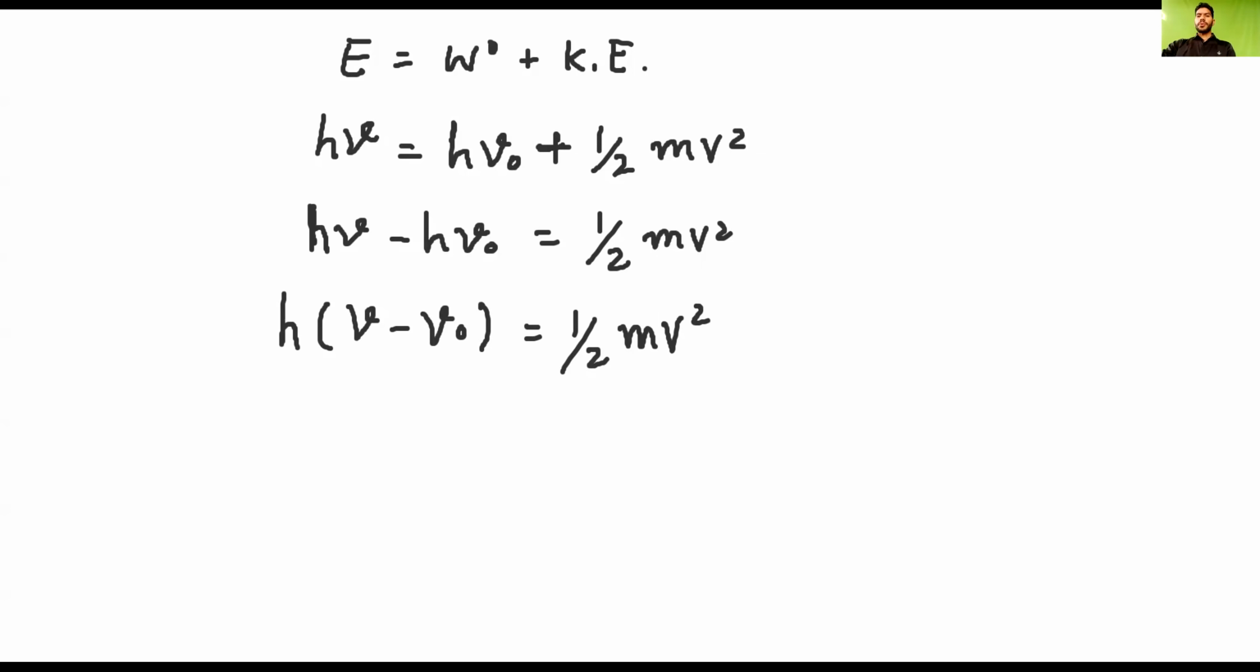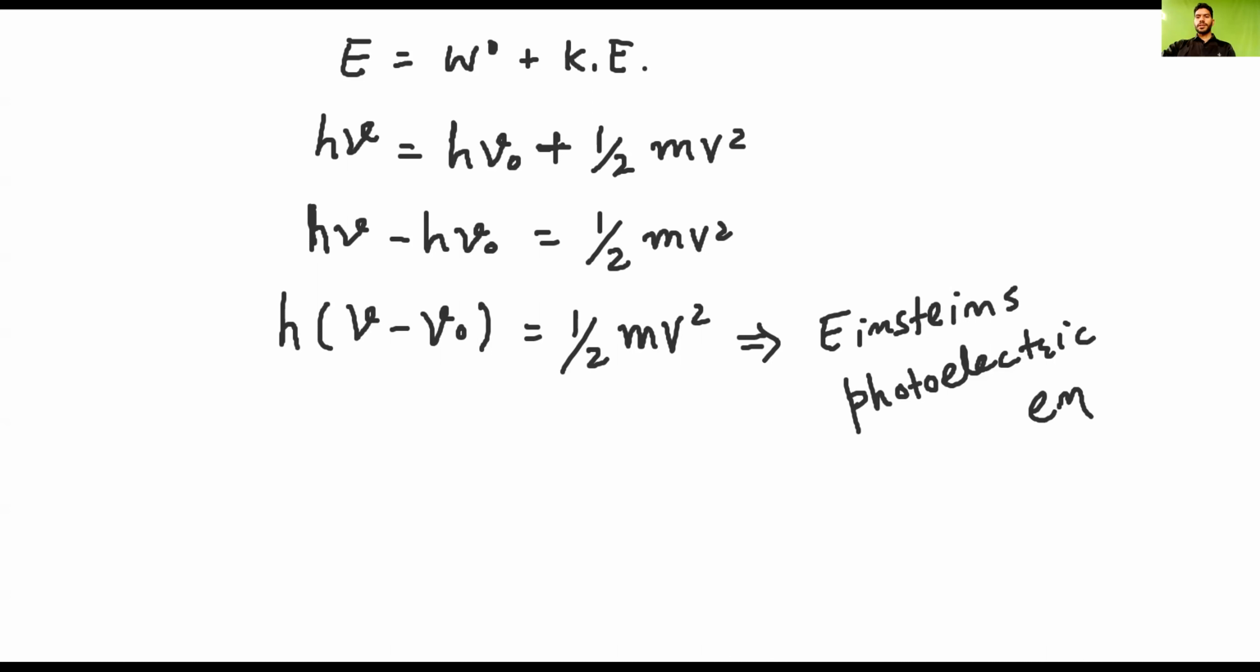So this equation is very important. It is known as Einstein's photoelectric equation. With the help of this equation, we can calculate the threshold frequency. We can also calculate the kinetic energy, and we can also calculate the work function. So in short, you will remember that h(nu minus nu naught) is equal to 1/2 mv square.